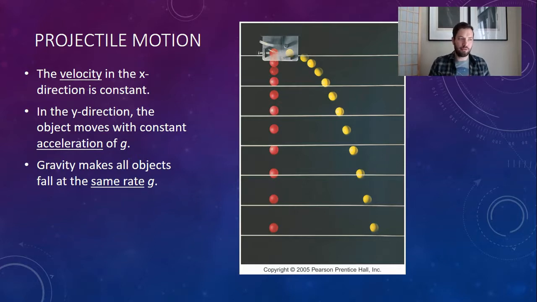In the y direction, this object is going to move with constant acceleration. That's 9.8 meters per second squared, straight down towards the center of the Earth. And that is going to be true for all objects, regardless of mass.